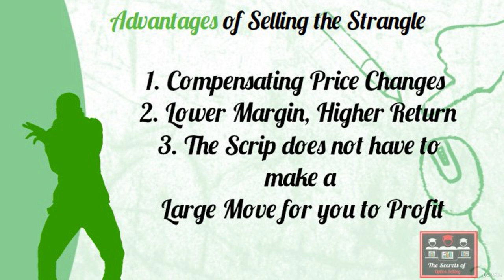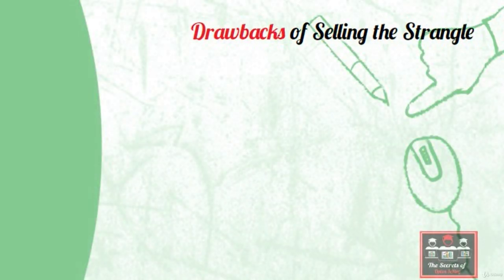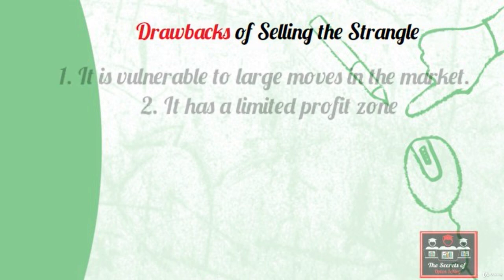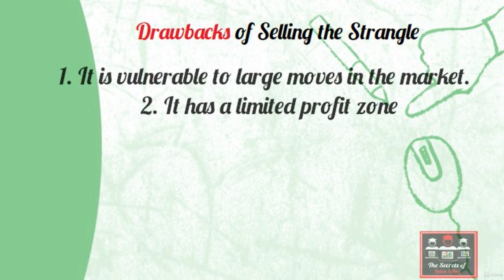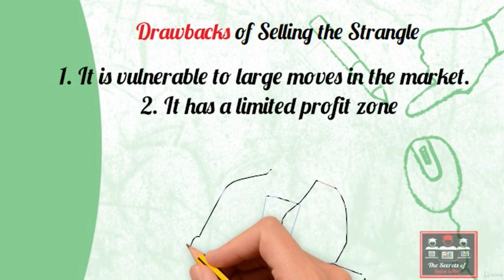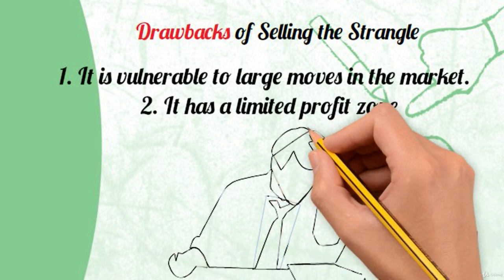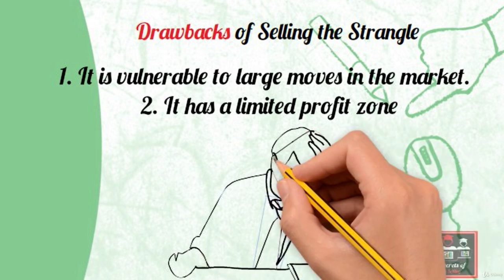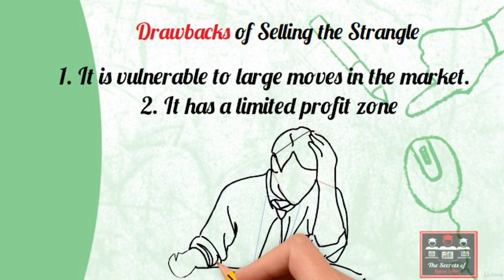Let us understand the strangle's drawbacks. Though the strangle is an outstanding option writing approach to use in many circumstances, like any other method it has shortcomings also. It is susceptible to a large movement in the scrip. While the option sold on the other side of a strangle will compensate for the loss of an undesirable move against the other, this compensating effect is restricted.